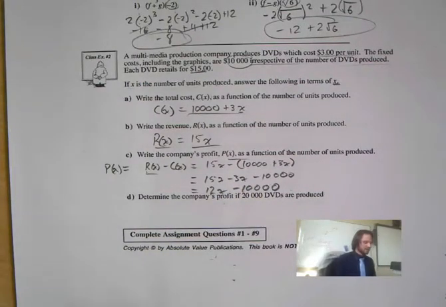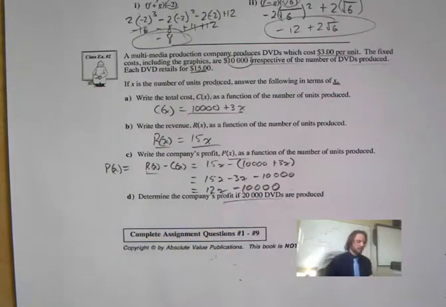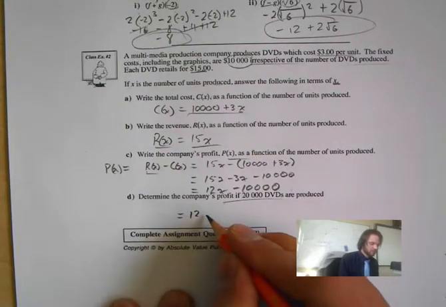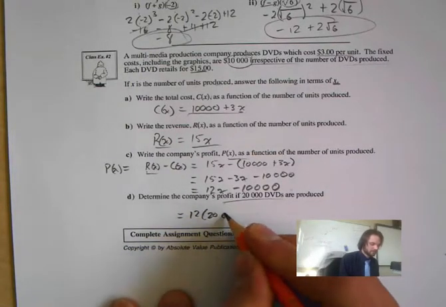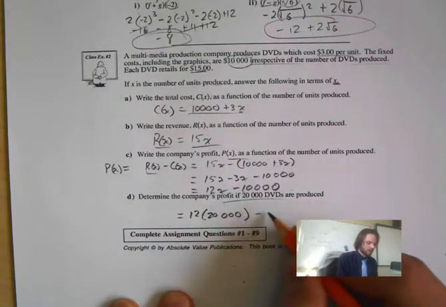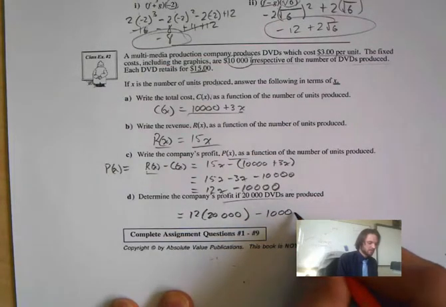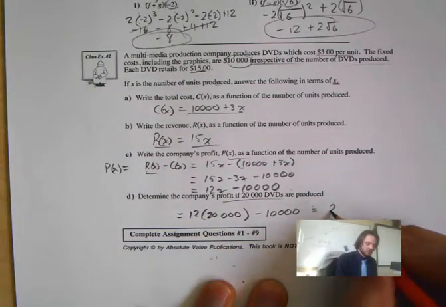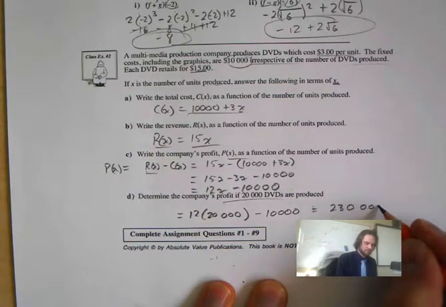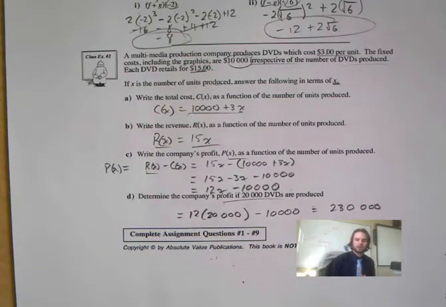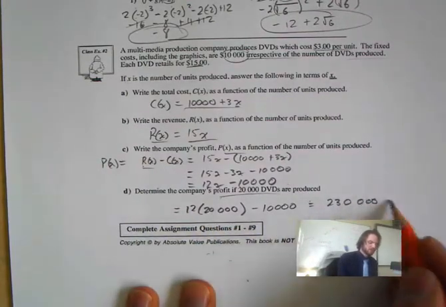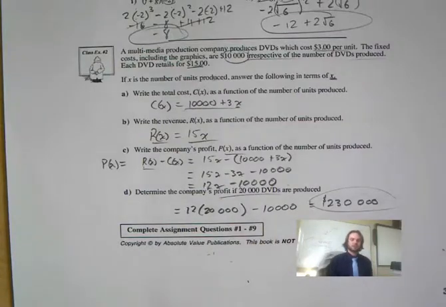All right? Now it says determine the company's profit if 20,000 DVDs are produced. So that's going to be 12 multiplied by 20,000, and then we minus 10,000. Now we plug that into our calculator. I am going to get $230,000 profit, okay? Because this is 240,000 minus 10,000 is $230,000. And that's it.